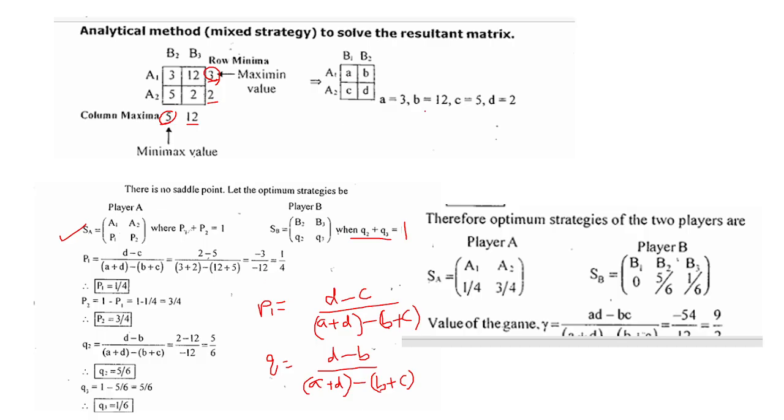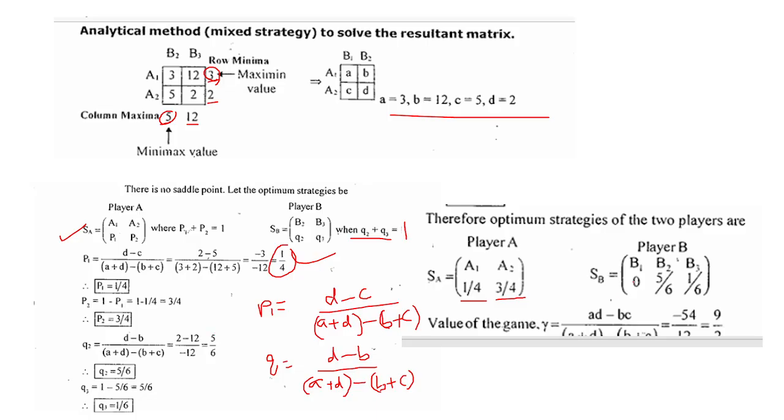Substitute the A, B, C, D values, get P1, and find P2. P2 is 1 minus P1. Similarly, find Q. Here Q1 is not there. Q2 you find out, and Q3 you can obtain by subtracting it from 1. Substitute that in the strategy matrix. For A, the values are 1, 3, 3, 4.